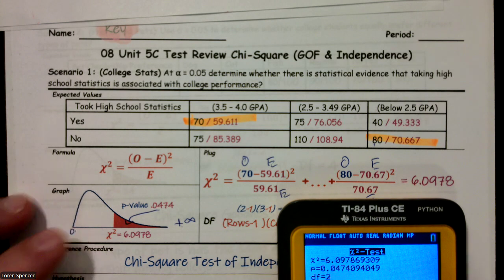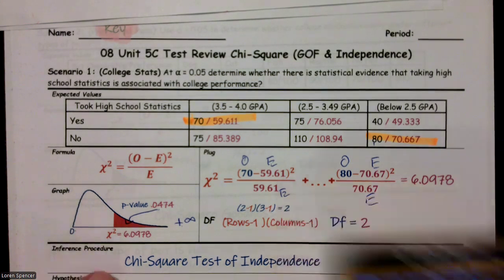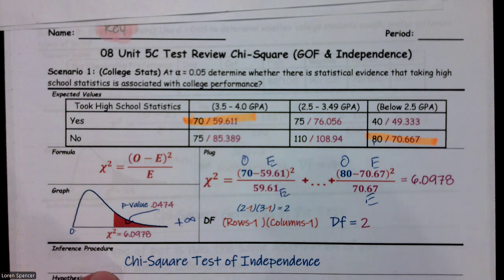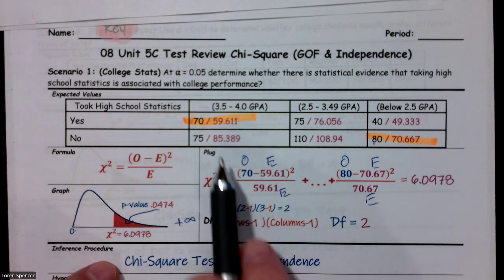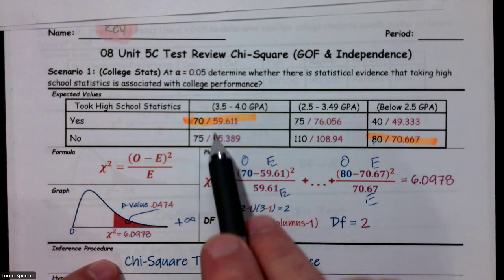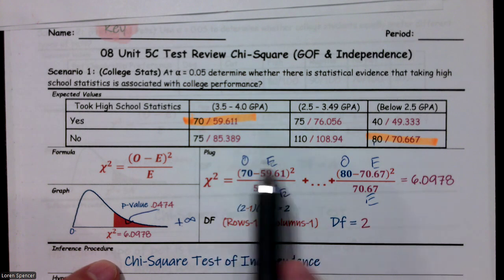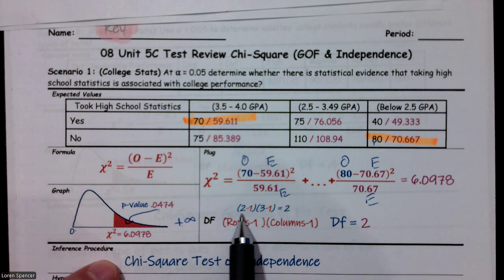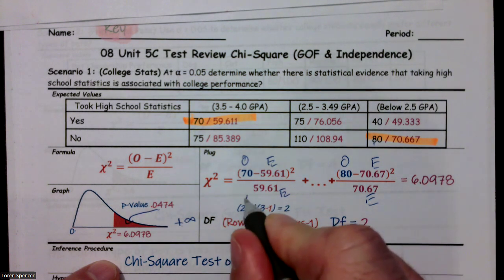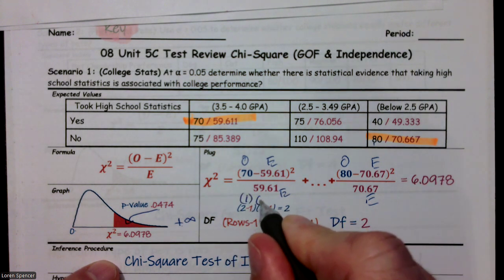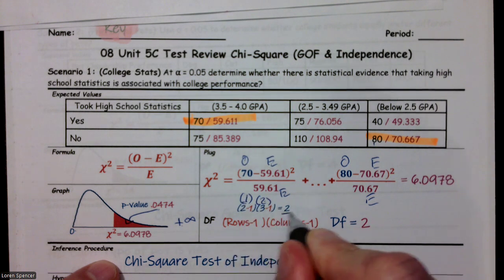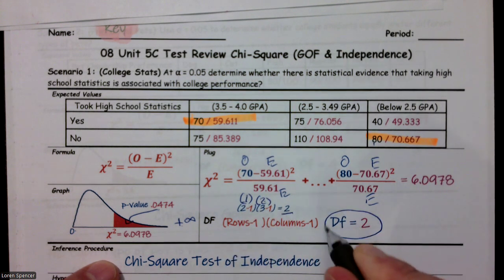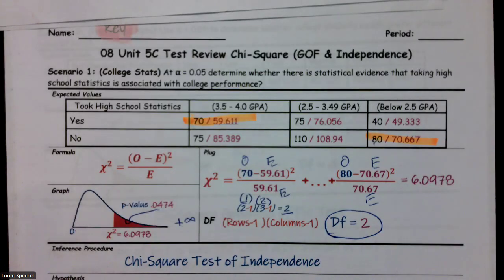We also need to talk about the degrees of freedom. Degrees of freedom for a test of independence is rows minus 1 times columns minus 1. Well, we have 2 rows and 3 columns. So 2 minus 1 is 1. 3 minus 1 is 2. 1 times 2 is 2. So our degrees of freedom is 2.